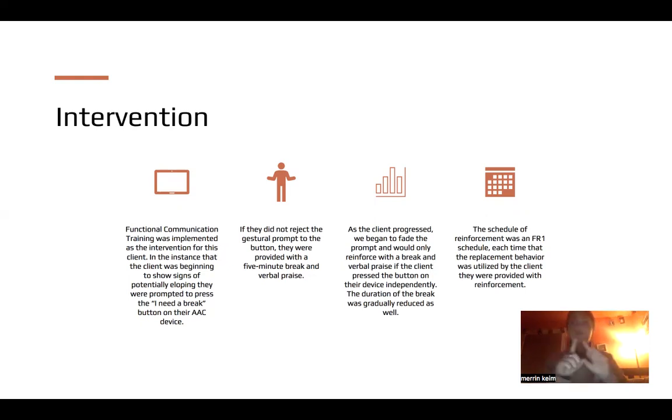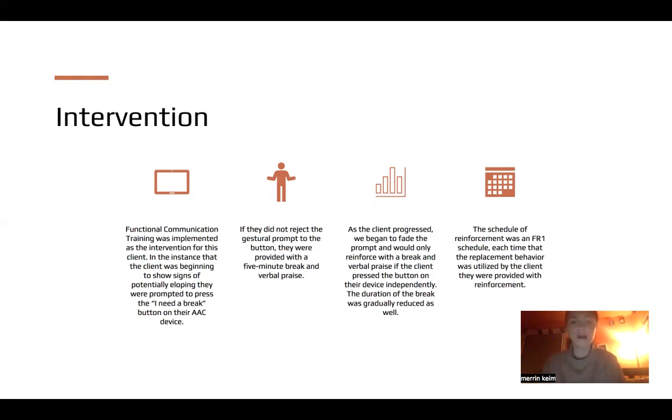So the client uses an assisted speaking device. And so on their homepage, there was a button placed that was, I need a break. So they were prompted with a gestural prompt to use the button in the appropriate manner. So if they did not reject the gestural prompt to the button, the client was then provided with a 5-minute break and very happy verbal praise.